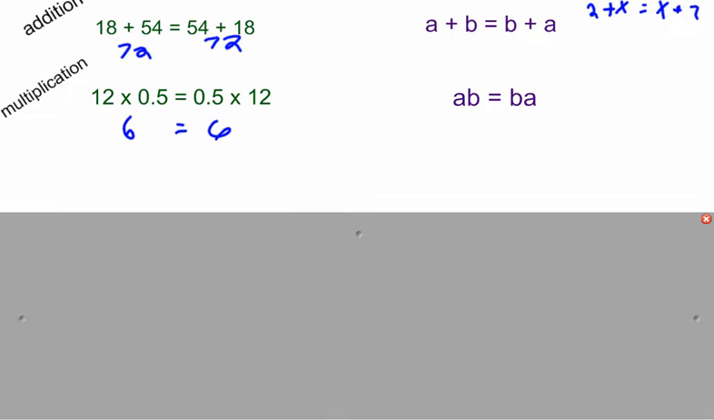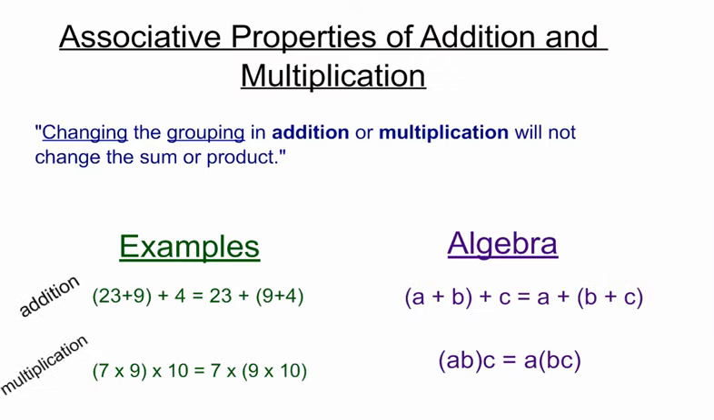All right, let's go to the next property. The associative property. I don't know if you've ever heard of the word associate before, but associate means to group. So you associate yourselves with a group, typically. I associate myself with teachers or math teachers or people who love the Packers. I would consider myself grouped in those categories.